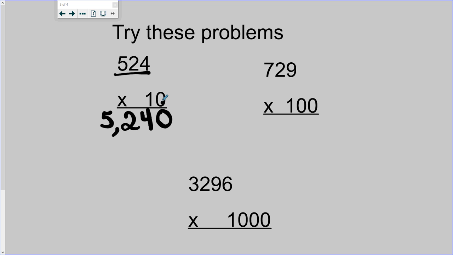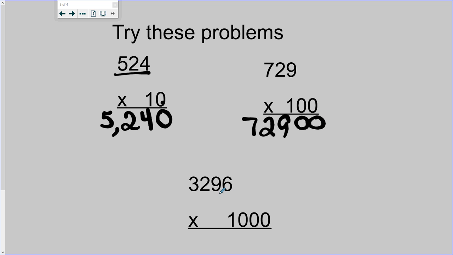Okay, how about the next one? All right, we're going to drop those zeros down. 1 times 9 is 9. 1 times 2 is 2. 1 times 7 is 7. Again, because it's multiplying by 1, 729 times 1 is definitely going to be 729. And we drop our two zeros down. The top number and the two zeros.